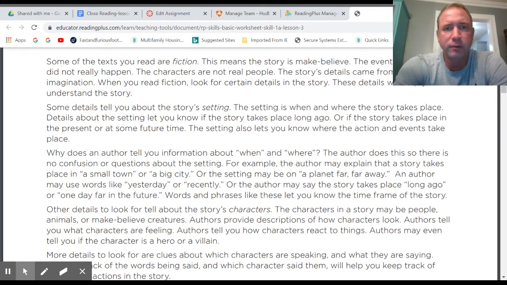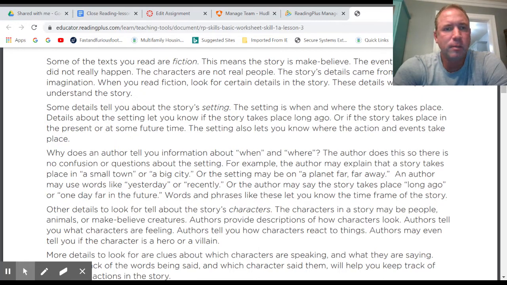Some of the texts you read are fiction. This means the story is make-believe. The events in the story did not really happen. The characters are not real people. The story's details came from an author's imagination. When you read fiction, look for certain details in the story. These details will help you understand the story.